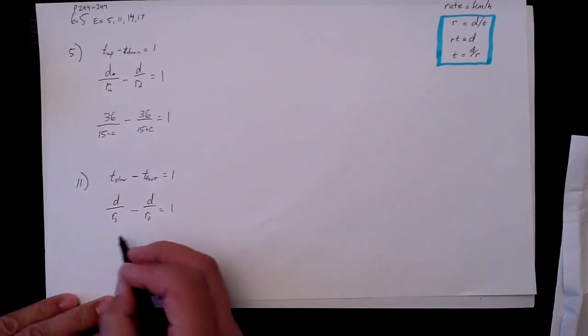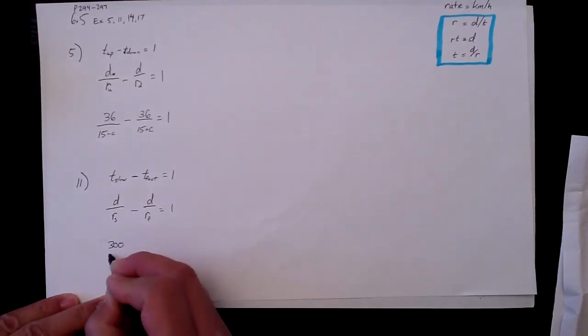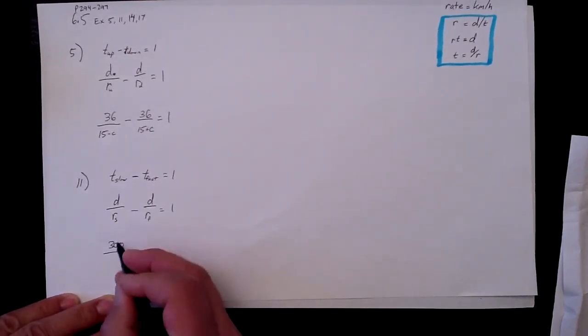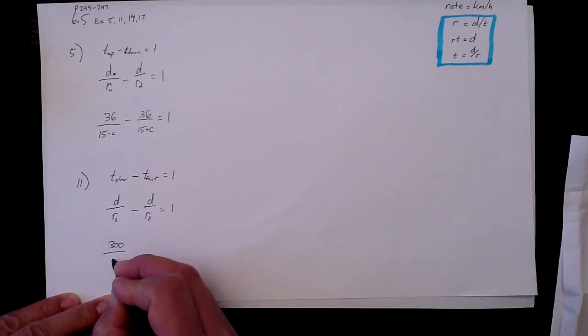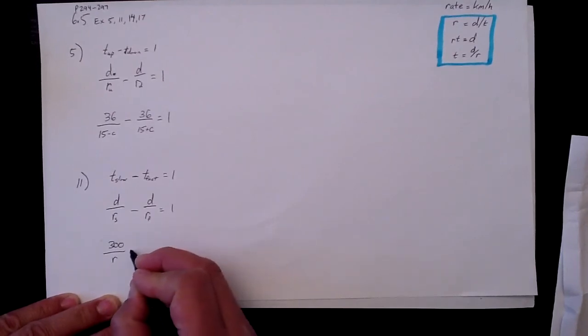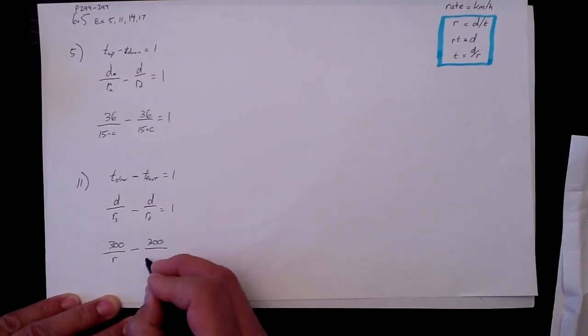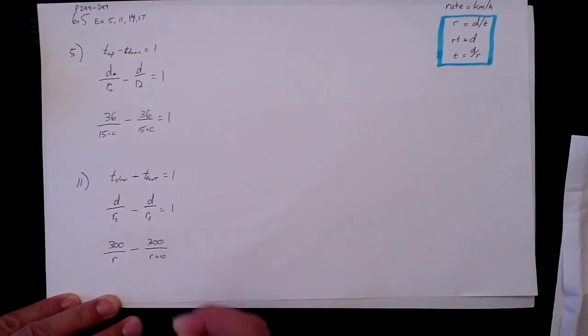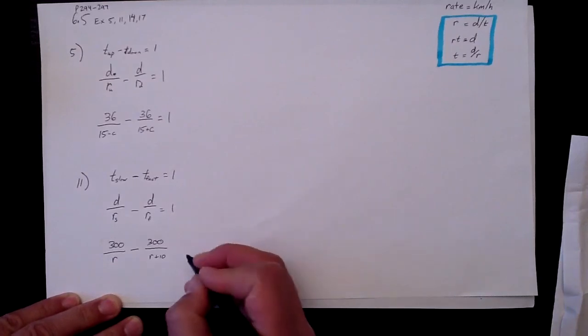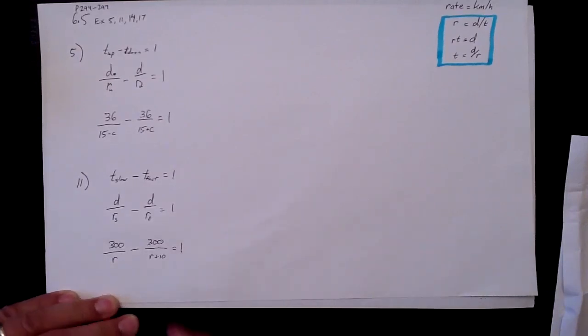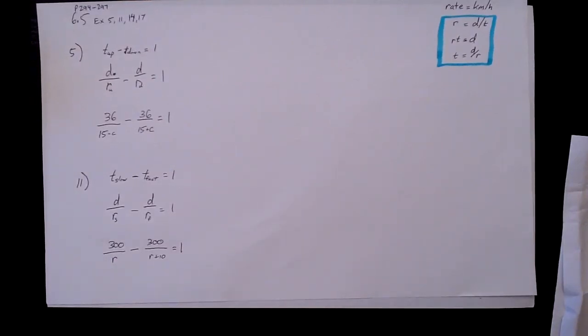The 300 kilometer distance divided by his slow rate, we'll just call that R, minus the 300 kilometers over his fast rate, which is R plus 10, he's going 10 kilometers an hour faster, is going to equal 1. And we solve for R, and that's our answer. We'll do a separate video for the other two.